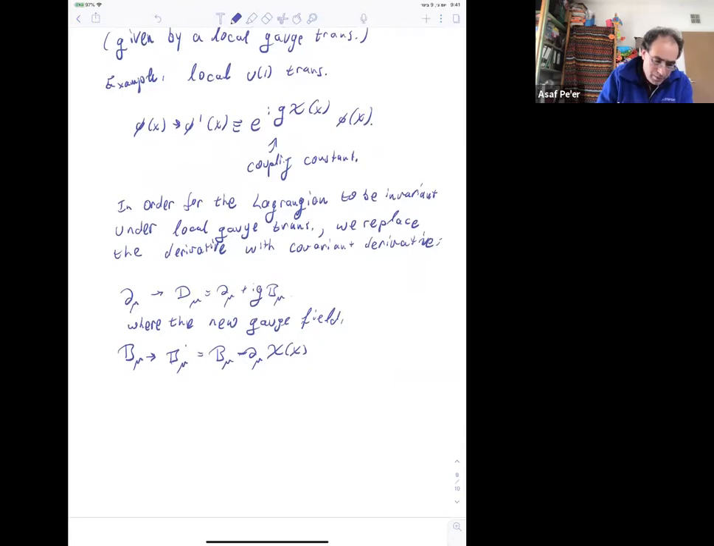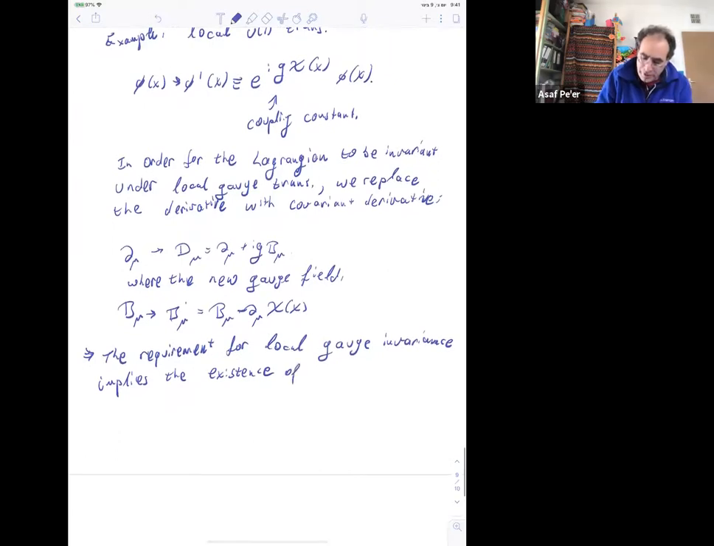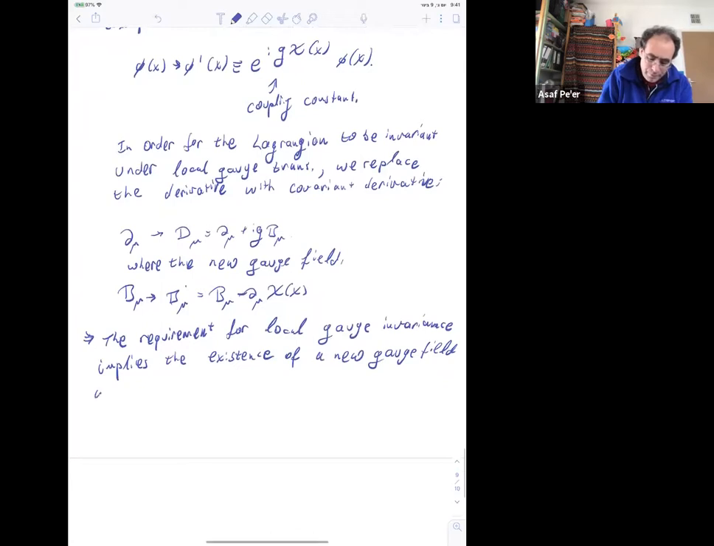So the requirement for local gauge invariance implies the existence of a new gauge field with well-defined transformation properties.